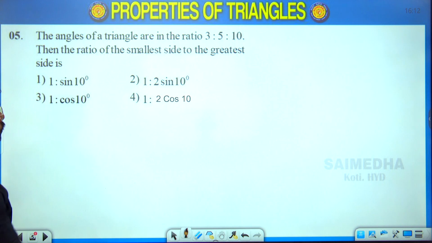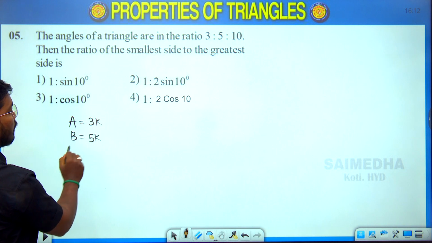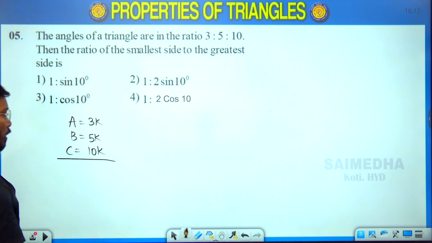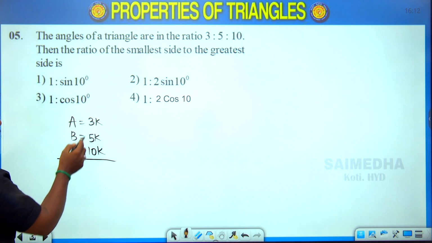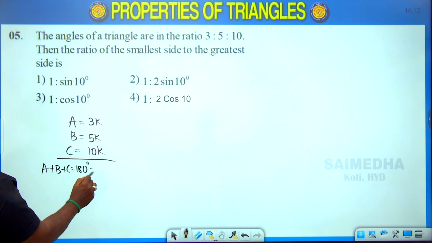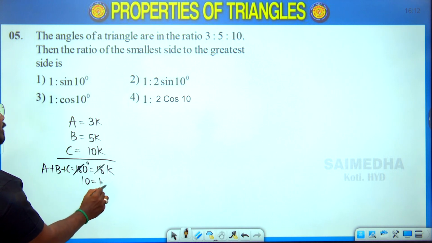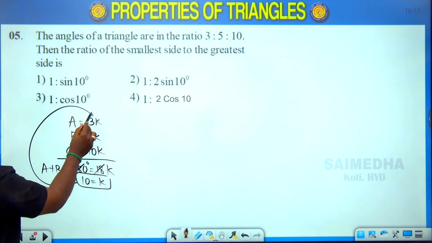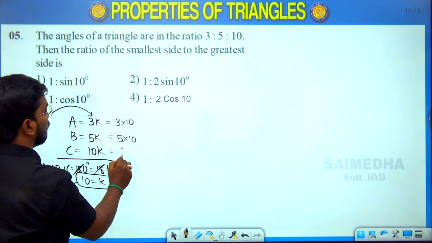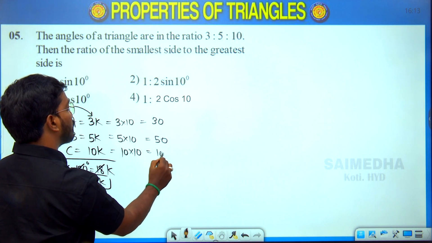The angles of a triangle are in the ratio of, suppose angle A is equal to 3k, angle B is equal to 5k, angle C is equal to 10k. Whenever we are writing the ratios as individual angles, you need to put a constant. We know that angle A plus B plus C is equal to 180 degrees. This 180 degrees is equal to 10 plus 5 plus 3, that is 18k. 18 ones are 18, 18 tens are 180. So, k is equal to 10. If I substitute the k value here, 3 times 10 is the angle A, 5 times 10 is the angle B, and 10 times 10 is the angle C. This is 30, this is 50, this is 100.